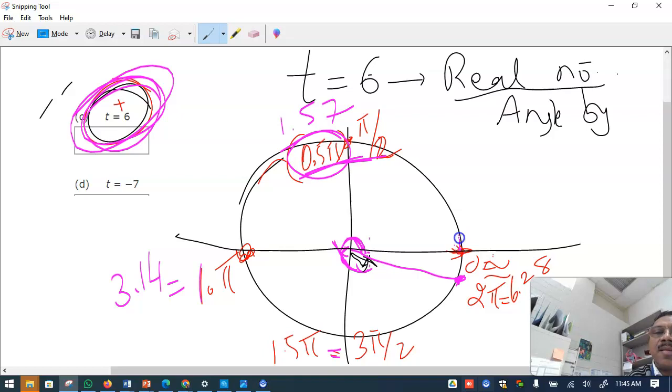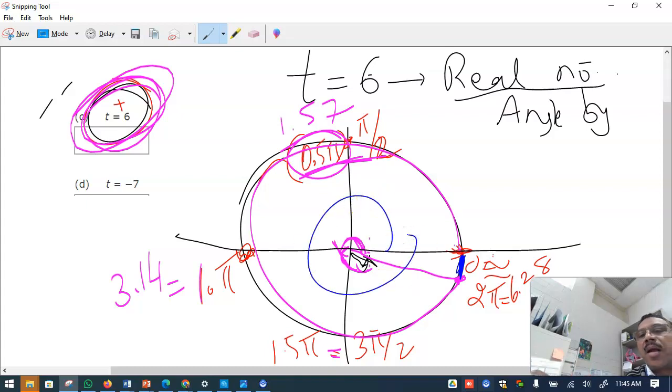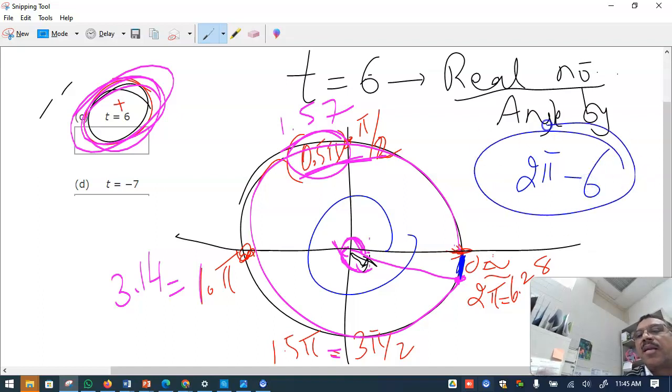So the arc length is given as all this arc length is 6. The question asked is, how much is this arc length? All around is 2 pi, and you take away the pink 6. That's it, and you're done. That's all you're supposed to find. What is this blue reference number, which is the shortest distance of the point on the terminal side of the angle to the x-axis? That's 2 pi minus 6. I hope this makes sense. And now look at the next question.